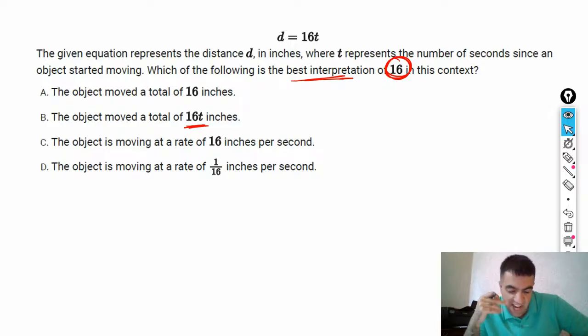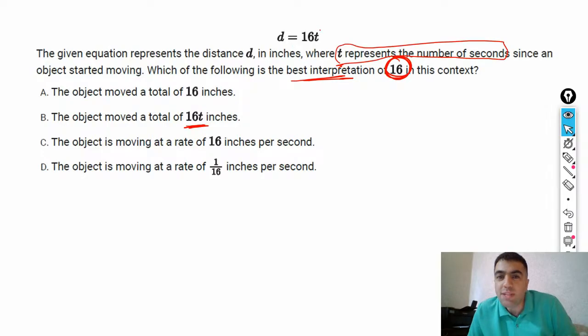Seljan said, I hate this question. Problems are problems in the SAT. Okay. Yeah, you are right, Turan. This is C. This is C. Let's explain it. We see that t represents the number of seconds, and you should see that in 1 second this is 16, in 2 seconds this is 32, and so on. And we see that the object is moving at a rate of 16 inches per second.